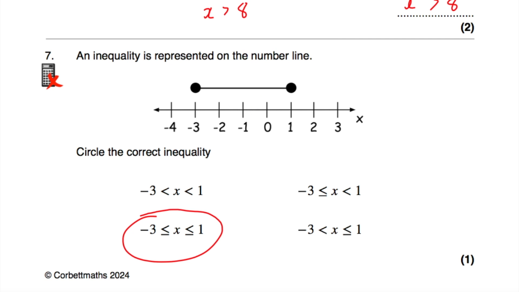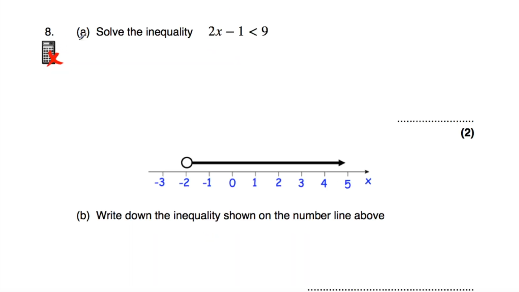Okay, let's look at our next question, question number 8. Part A says solve the inequality 2x minus 1 is less than 9. We want to solve this in the same way we would solve an equation, so we want to get the x on its own. Let's get rid of this minus 1 to begin with by adding 1 to both sides of the inequality. So we're adding 1 to get rid of the minus 1 on the left hand side, so we're just going to be left with 2x. And on the right hand side we've got our less than, and then 9 plus 1 is equal to 10.